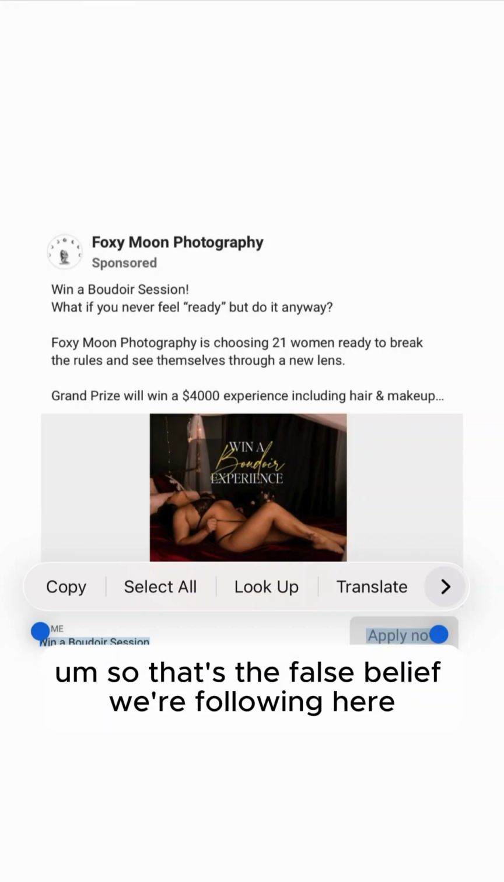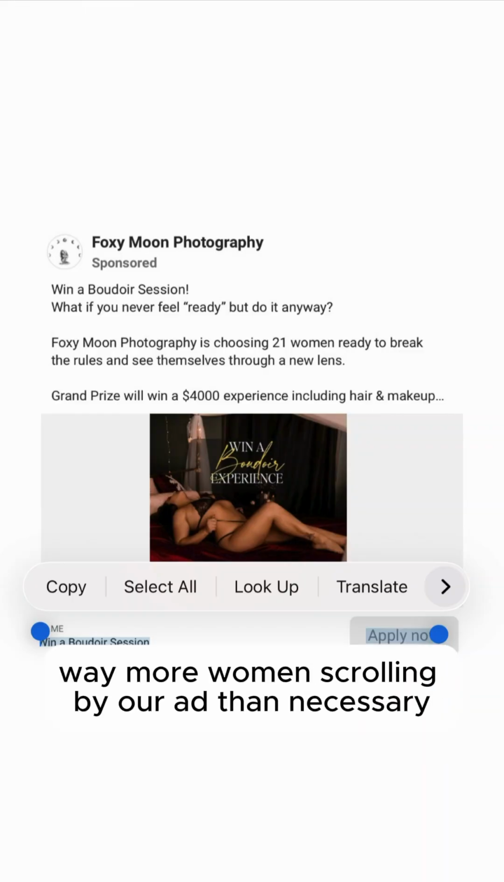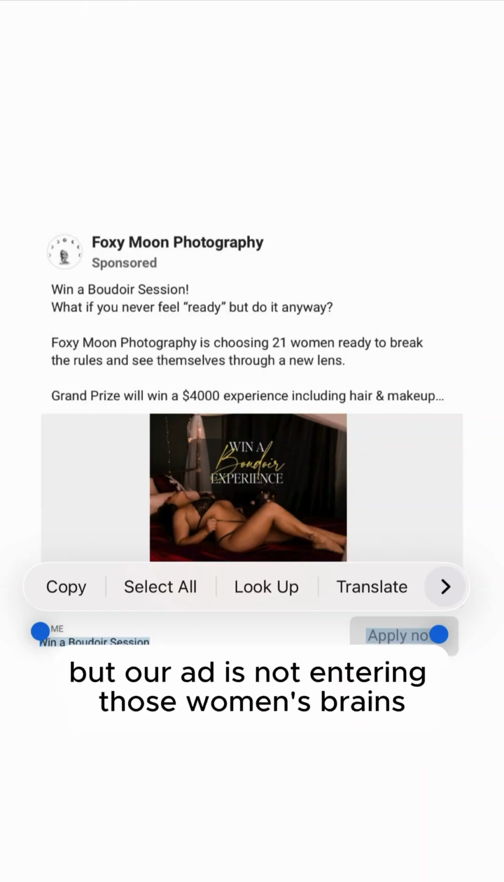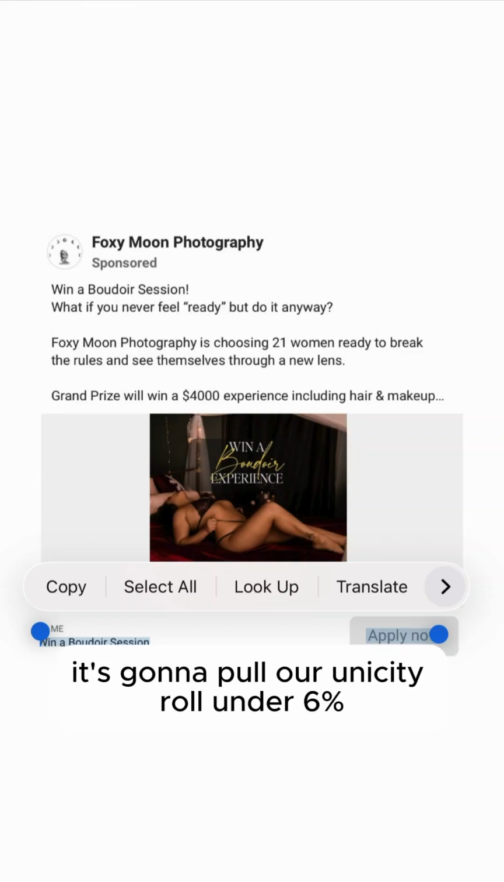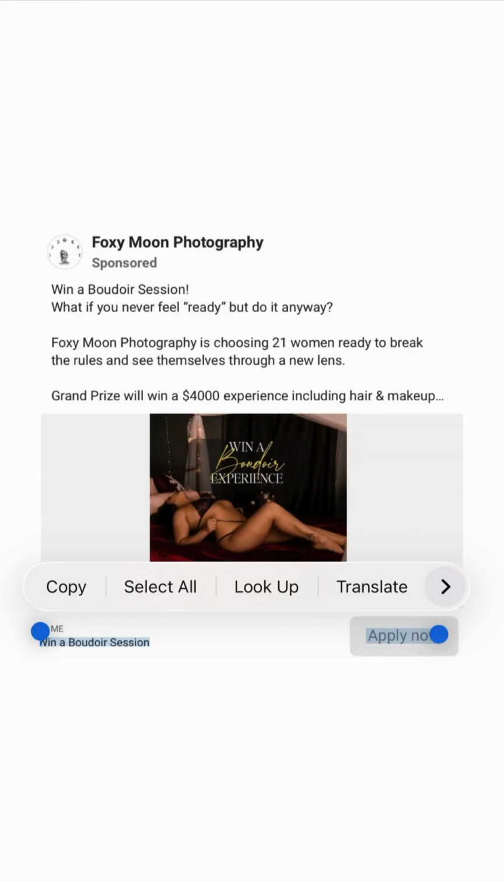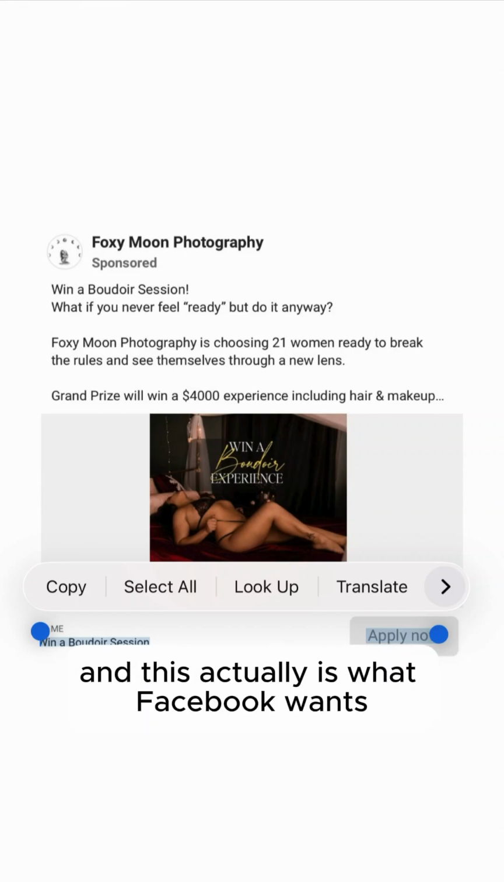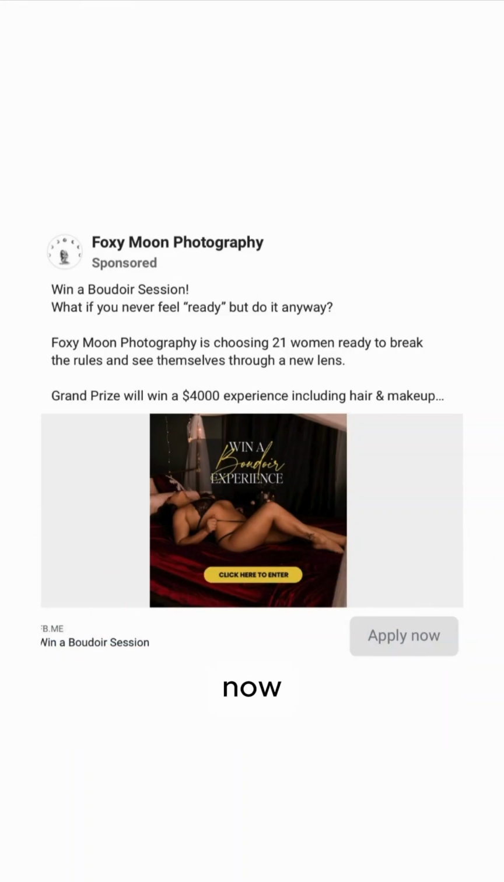So it's the false belief we're following here. And the consequence of this, way more women scrolling by our ad than necessary. So we're paying for that impression, but our ad is not entering those women's brains. It's going to pull our unique CTR under 6%, higher chance of causing BLCS. And this actually is what Facebook wants, because Facebook can serve more ad spend per unit time.